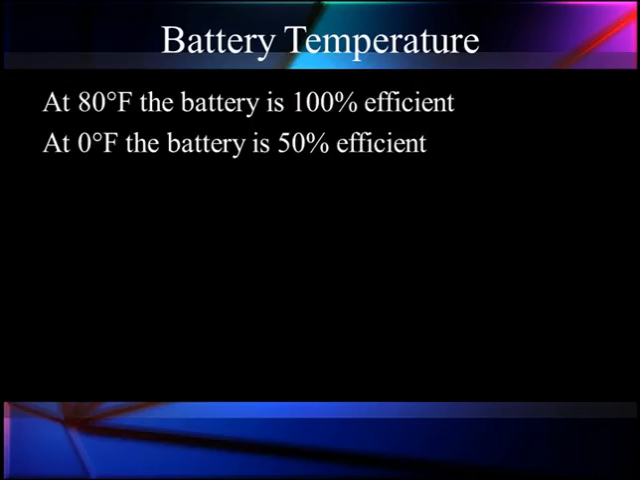At 80 degrees, we say the battery is 100% efficiency as a reference point. At 0, we're down to 50% efficient. Remember, that's why we use 0 degrees for our cold cranking amp test. It's telling us we can still put out 550 cold cranking amps at 0 degrees, which is a very important rating.